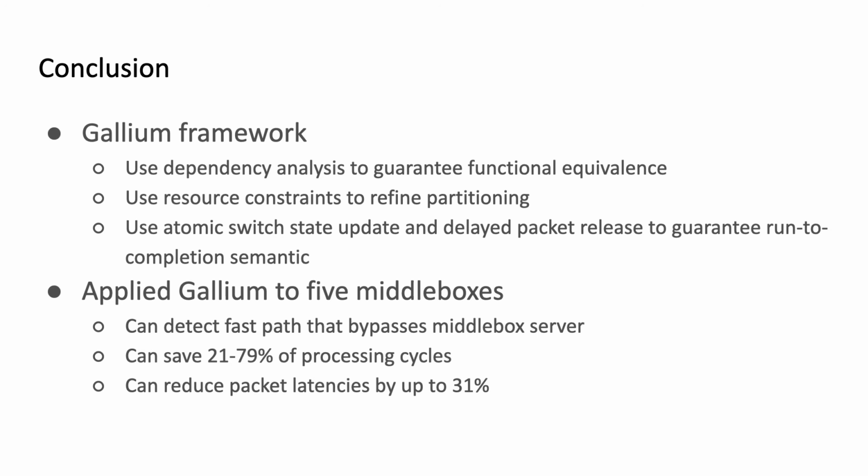We also applied Gallium to 5 example middleboxes and show that Gallium is able to detect fast paths that bypass the middlebox server for all 5 cases. It can save from 21 to 79% of processing cycles and can reduce the packet latency by up to 31%.